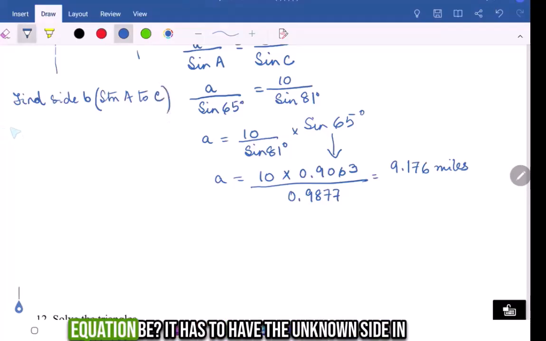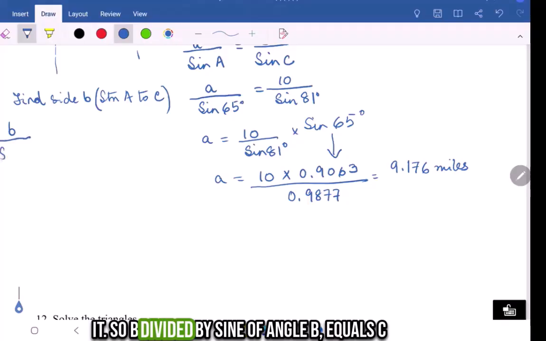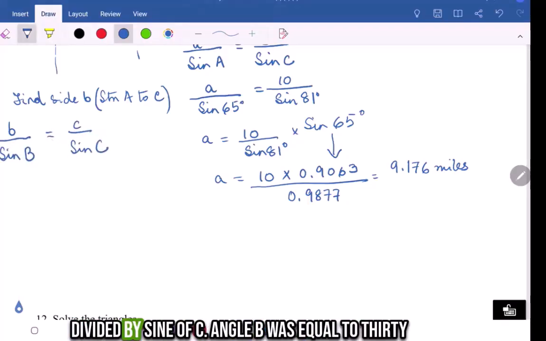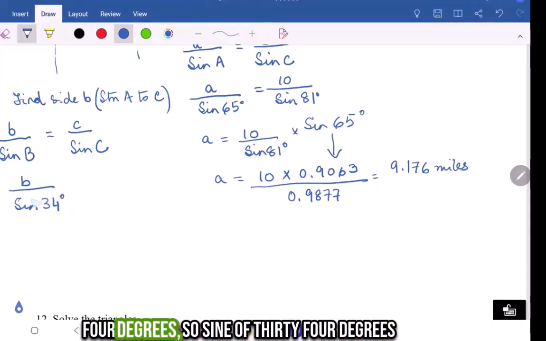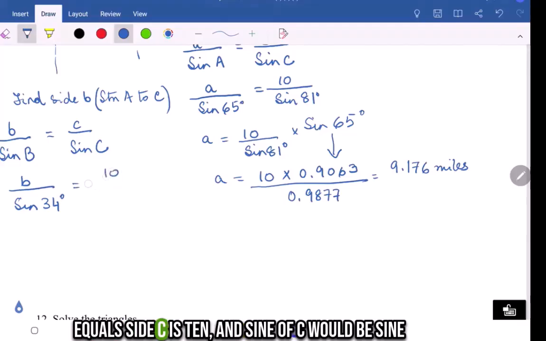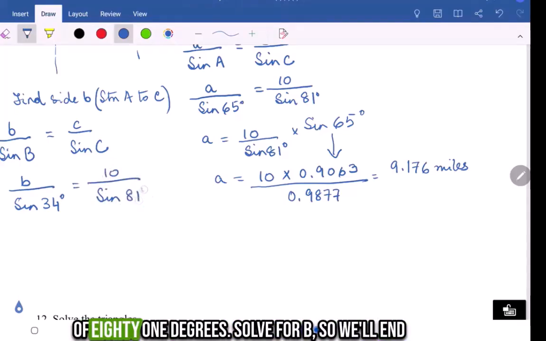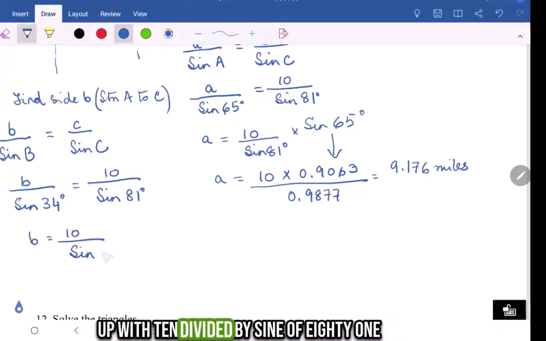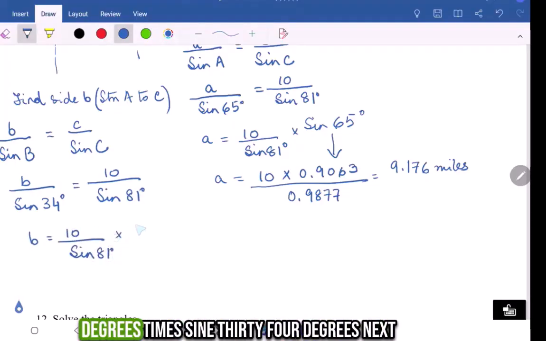What would the equation be? It has to have the unknown side in it. So B divided by sine of angle B equals C divided by sine of C. Angle B was equal to 34 degrees, so sine of 34 degrees equals side C is 10, and sine of C would be sine of 81 degrees. Solve for B. So we'll end up with 10 divided by sine of 81 degrees times sine 34 degrees.